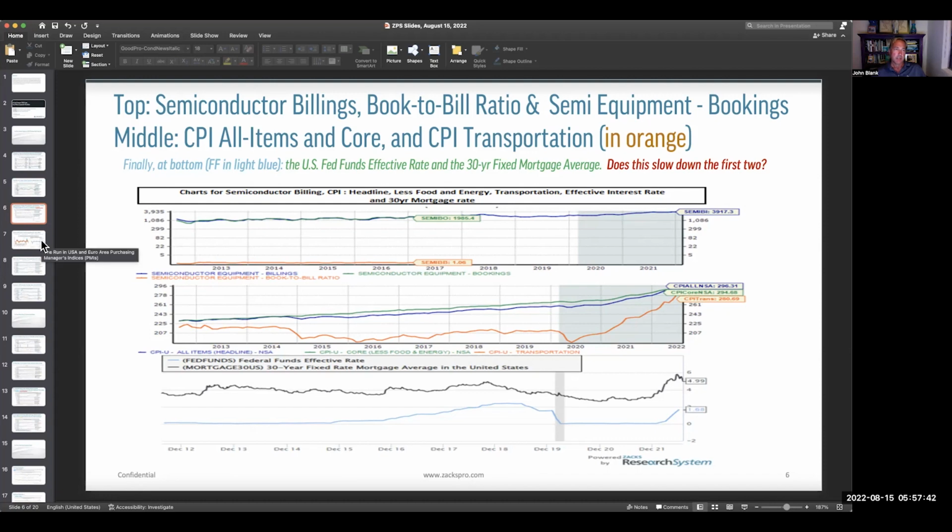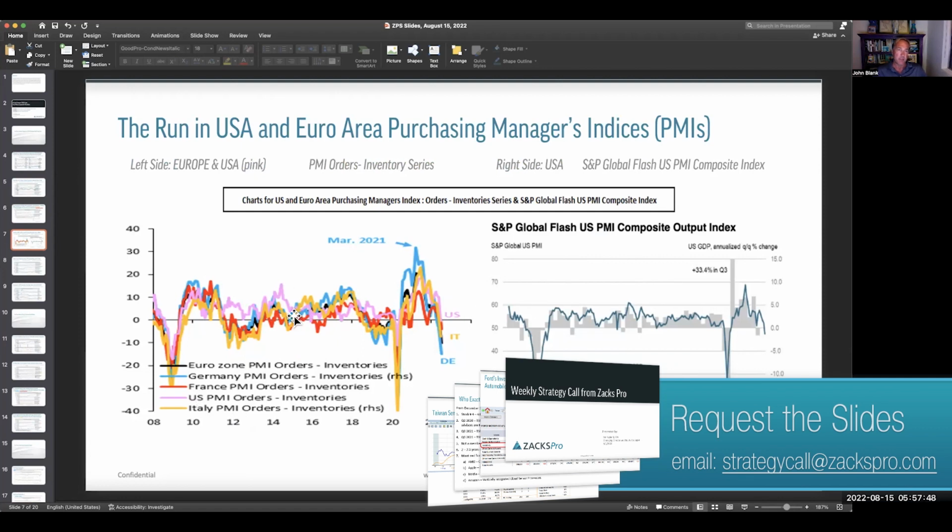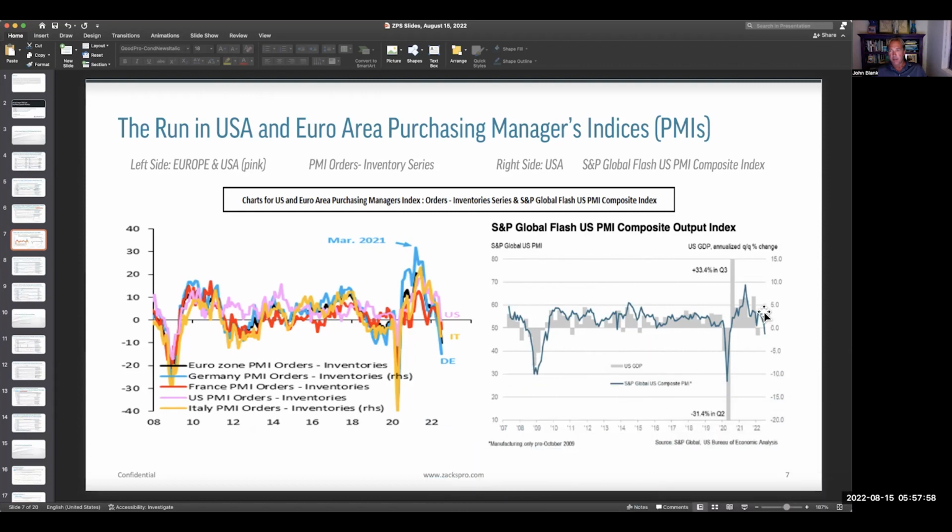So let's go to the next slide. The run in the USA and the Euro area purchasing managers: left side is Europe and the USA. The USA is pink. So I've got the USA in pink, and the other ones are the Europeans. And then on the right side, I've got the flash PMI at the composite. Right over here we've got the order inventory series. So these are sub indices. This is over the flash composite.